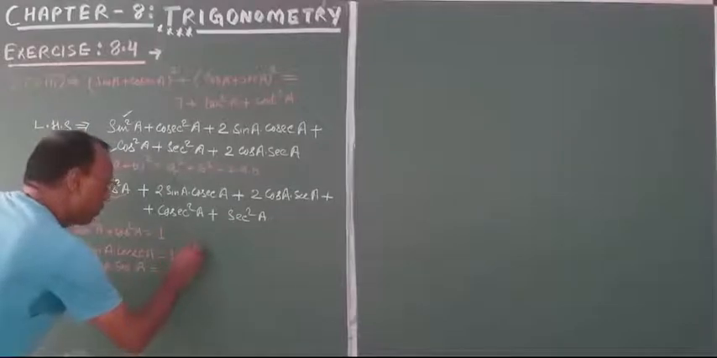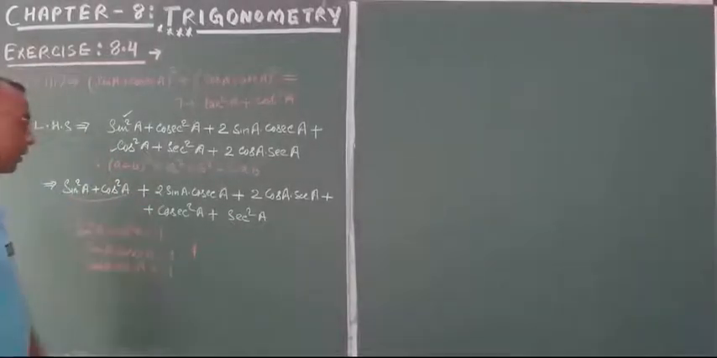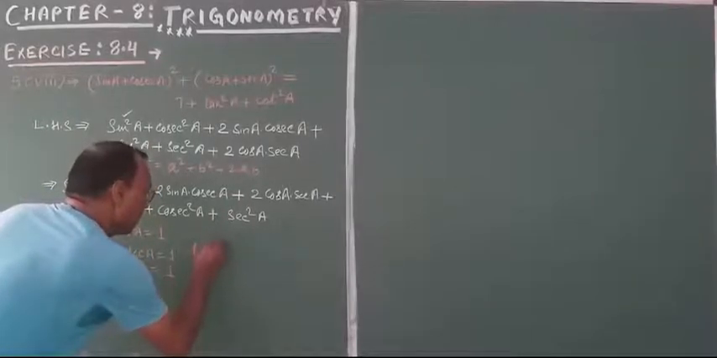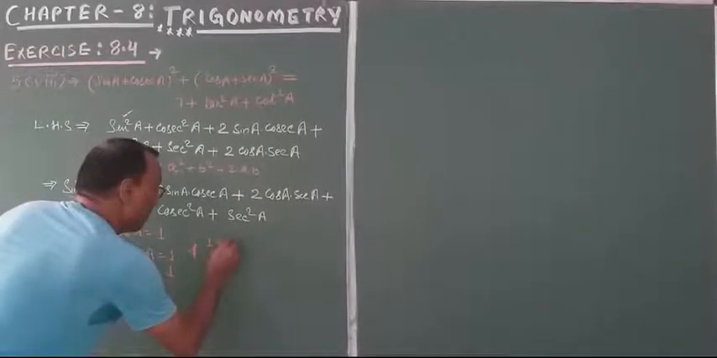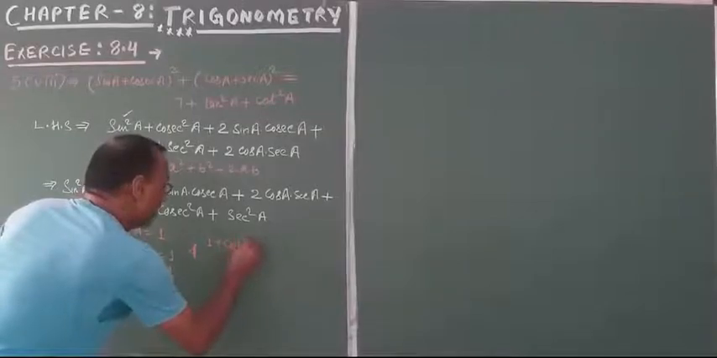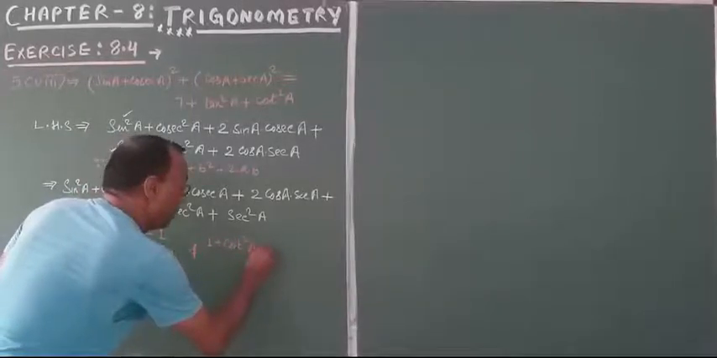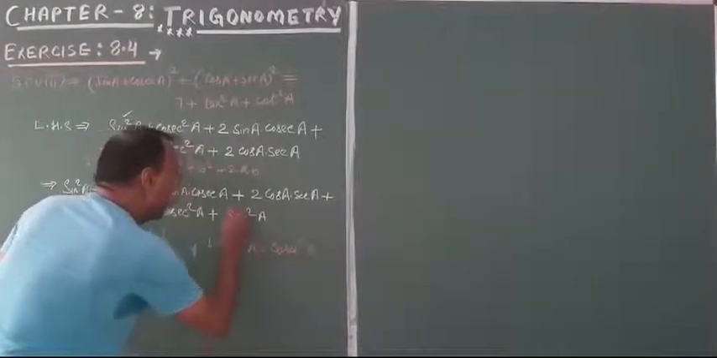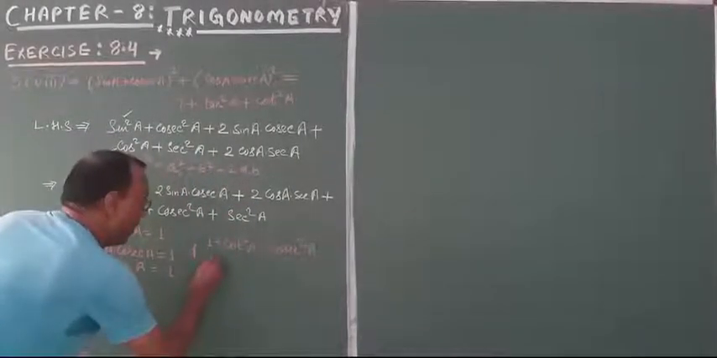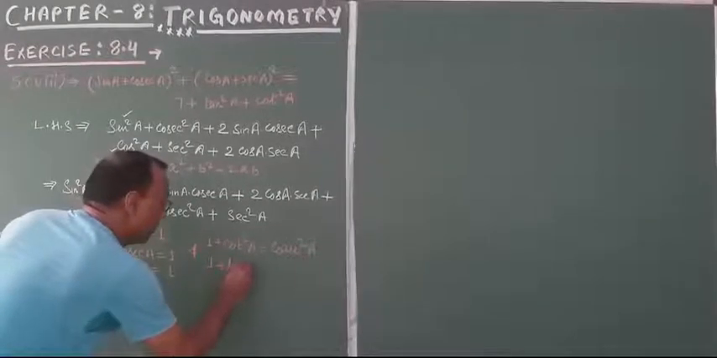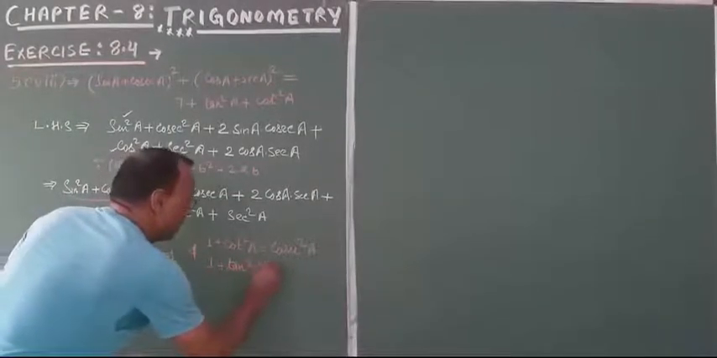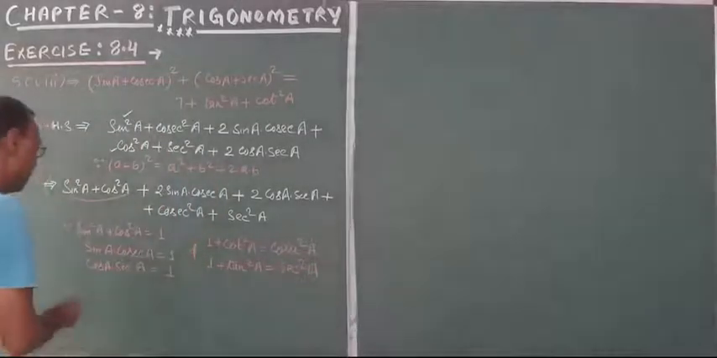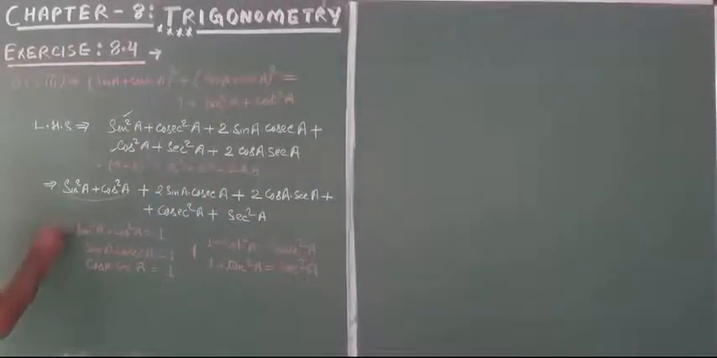And there are two more formulas. Cosec square theta is equal to 1 plus cot square theta, and 1 plus tan square theta is equal to sec square theta. I am using all these formulas here.